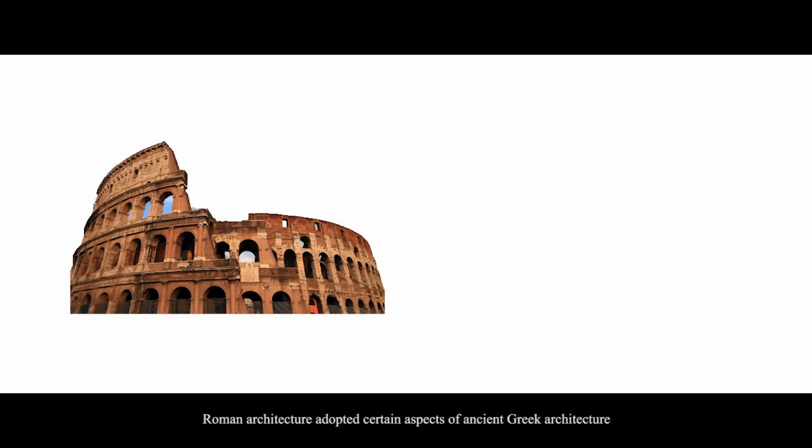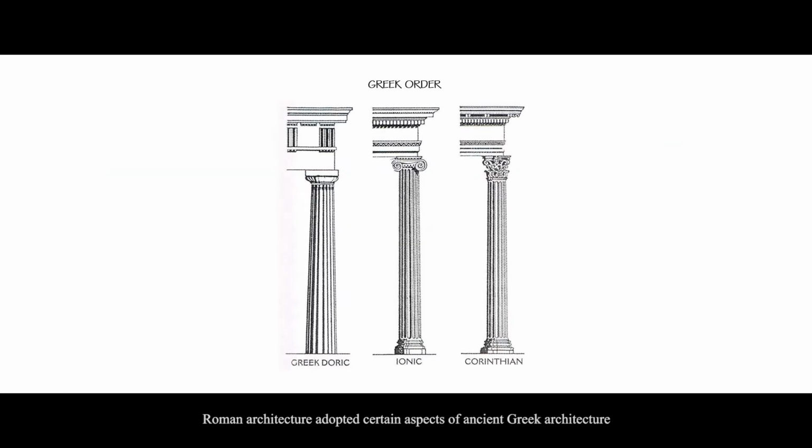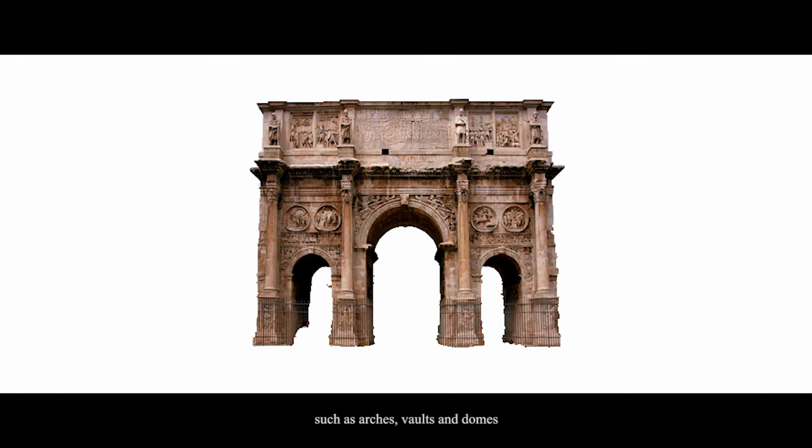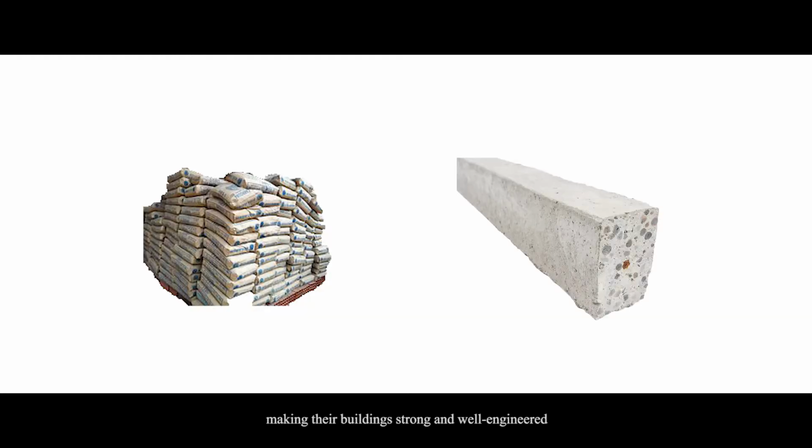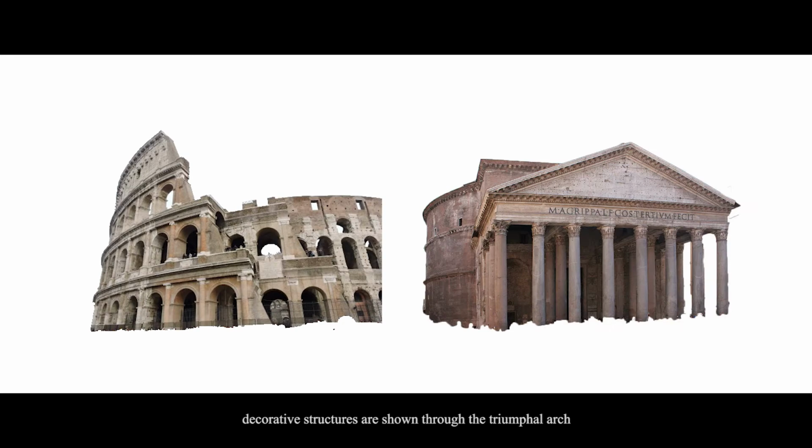Roman architecture adopted certain aspects of ancient Greek architecture. However, it also created new styles of architecture such as arches, vaults, and domes. Roman architecture also led to the invention of cement and concrete, making their buildings strong and well engineered, causing them to be well preserved throughout the years.